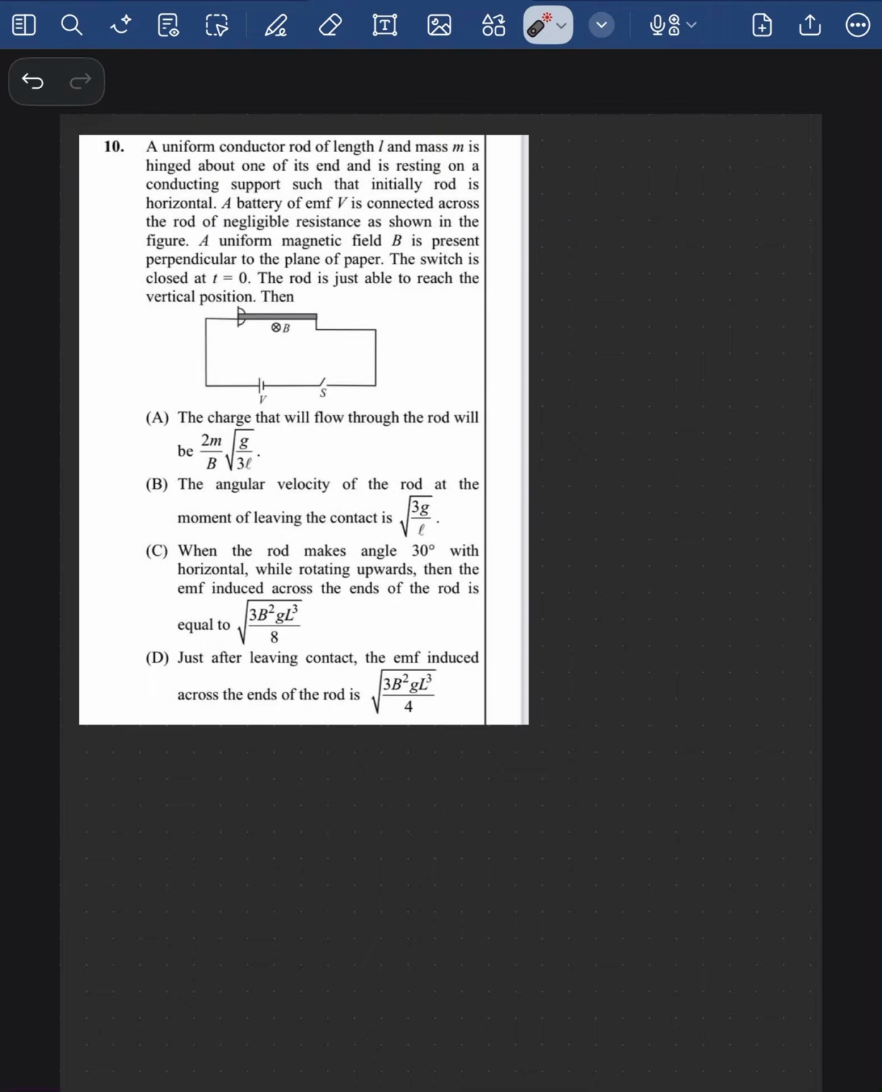When the rod makes an angle of 30 degrees to the horizontal by rotating upwards, the EMF induced across the ends of the rod is equal to this value. And just after leaving contact, what's the EMF induced across the ends of the rod, right?